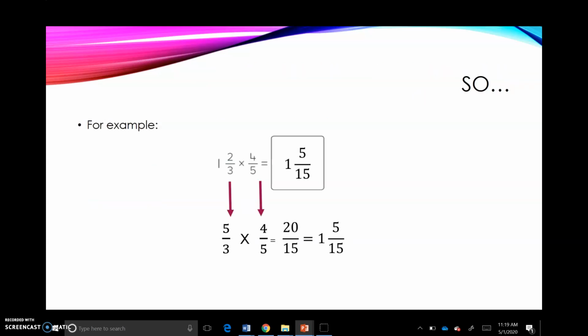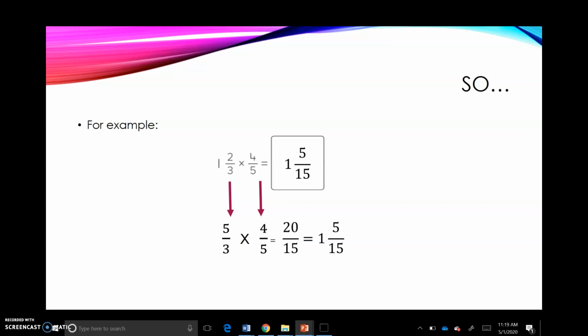So going back to our problem, 1 2/3 times 4/5. We change 1 2/3 to an improper fraction. Now again, as a refresher, to do that we multiply the denominator of 3 times the whole number of 1. So 3 times 1. And then we add the 2 additional pieces in the numerator. So 3 times 1 is 3 plus 2 more gives us 5. And our denominator stays the same. 5/3 is equivalent to 1 2/3. Then we keep our 4/5 the same.